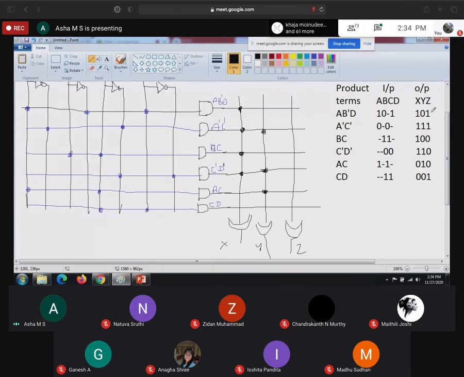Similarly, Z. Z is presented by the first product, that is A B bar D. Next, A bar C bar is here. Next is the last product, it is CD. Take these three products and connect them to a three-input OR gate. This is going to give your output function Z. So this is how we are going to write the PLA structure.